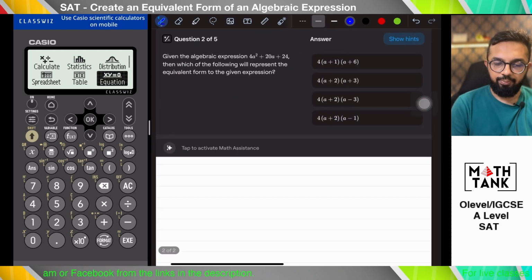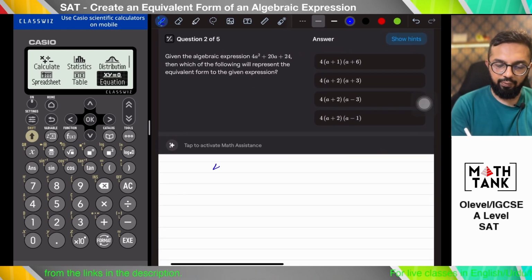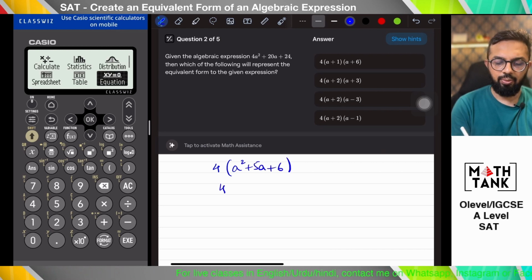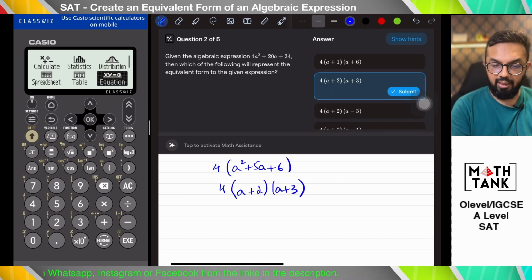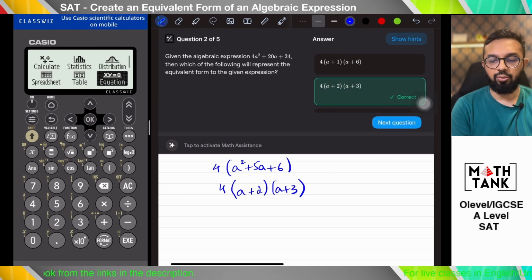Moving on. Again, there's a 4 common and a squared plus 5a plus 6. Now, if you know breaking the middle term, you could break it directly. I can see that this should be a plus 2 and a plus 3. That gives me 5a, and multiplied together, that gives me 6 as well. So it's about thinking about the shortest way out in these questions.